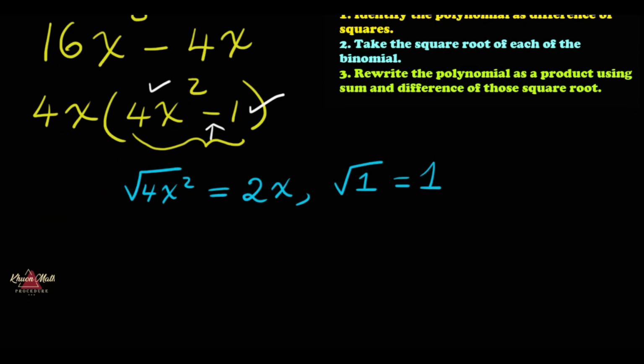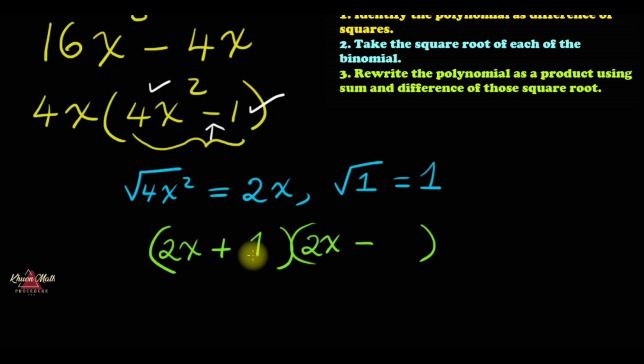And then step 3 is to rewrite the polynomial. So we're going to rewrite the 4x squared minus 1 as the sum and the difference of those perfect square roots. So here we need a sum and we need a difference. So the square root of 4x squared is 2x. So 2x and then 2x here. And then positive 1 and then minus 1.